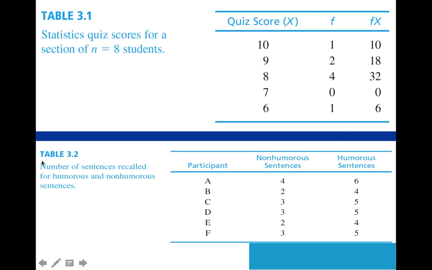Now do notice that for table 3.2, we have two groups, the non-humorous sentences group and the humorous sentences group. So there are different groups of individuals here that are participating. So calculate for table 3.1 the mean, median, and mode for yourself, and do the same here for table 3.2. Calculate the mean, median, and mode for group 1 and the mean, median, and mode for group 2.